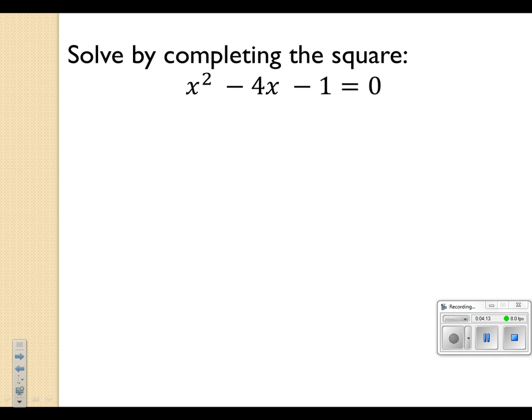So if we were going to solve by completing the square, looking at this problem as it is, we don't have a perfect square polynomial here, so we can't break it into squared terms or doubles. So we're going to use this process of completing the square to do so. I'm going to get rid of the 1.